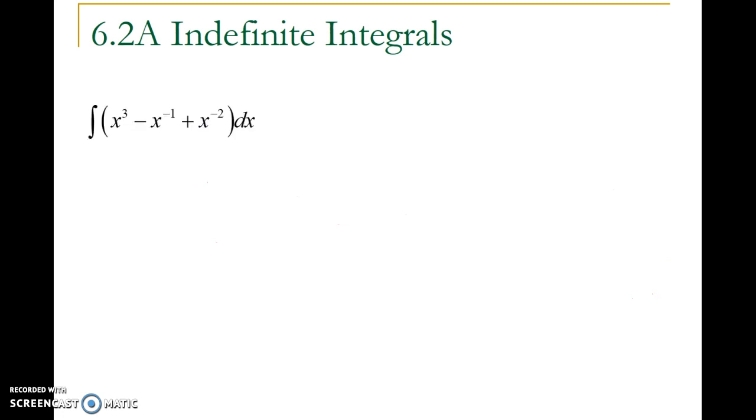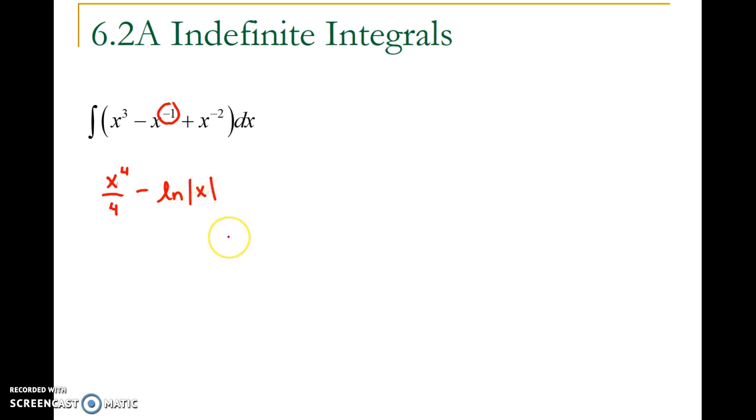All right, here's a bunch of power rule stuff, except for this one is not a power rule because that is a -1, which means the power rule won't work. So for x to the third, it would be x to the fourth divided by 4. That's the power rule. X to the -1, that would be the natural log of the absolute value of x.